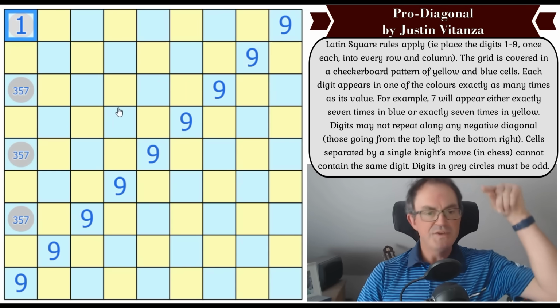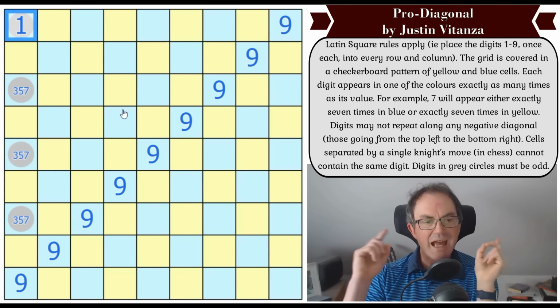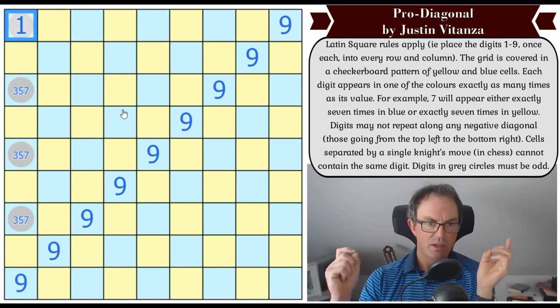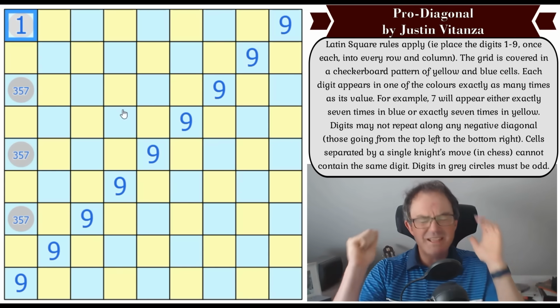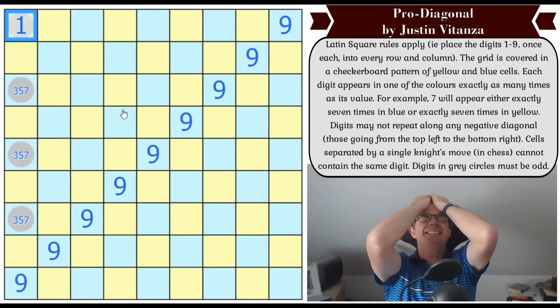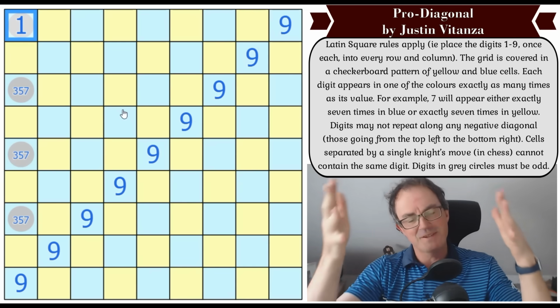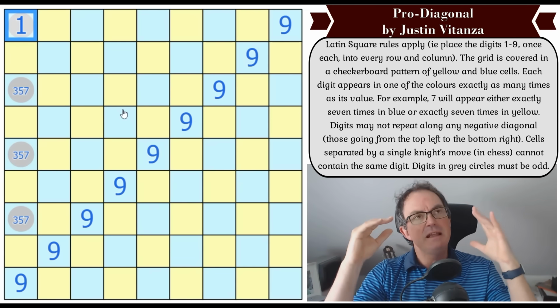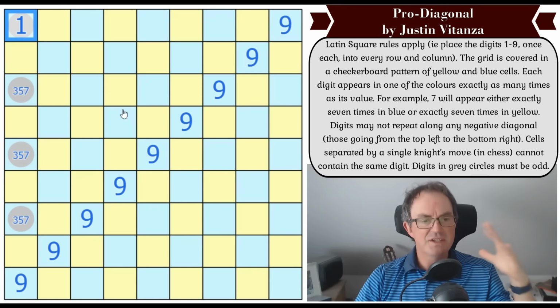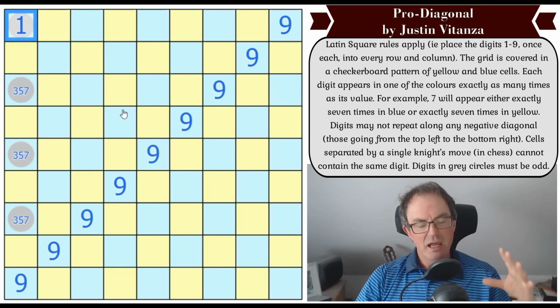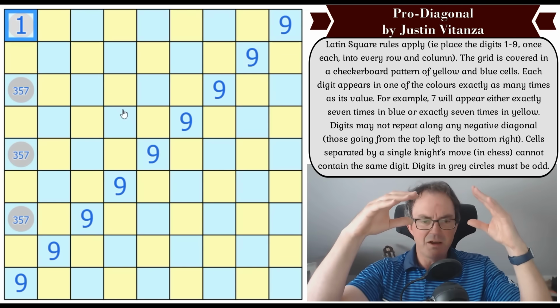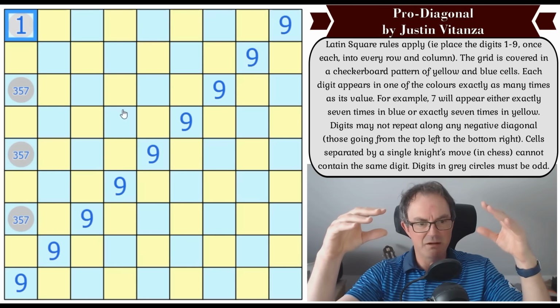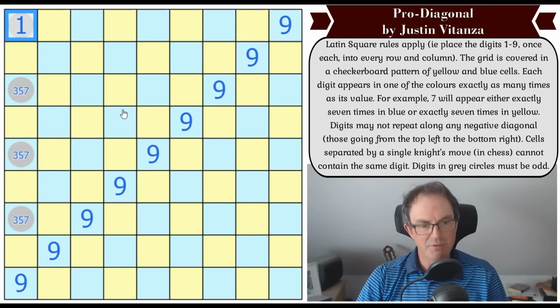But how about 1s in yellow? Because I've got to put 8 1s in yellow. And I can't... Oh, this is so beautiful. It's like Justin's discovered it in nature and then has worked a crazy rule set around it that allows us to discover this pattern exists.